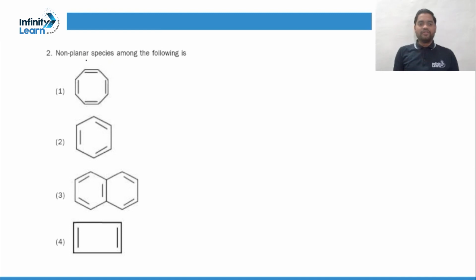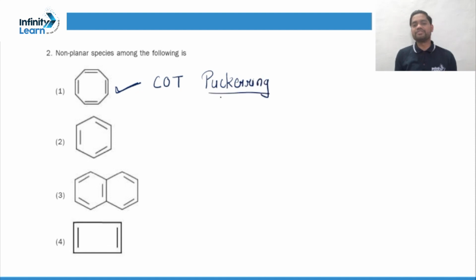Then the non-planar species among the following. If you remember it, it's fine. If not, please try to remember that this is called the cyclooctatetraene molecule and it is non-planar. Although it has 8 electrons, so basically it has to be anti-aromatic, but anti-aromatic compounds are highly unstable, so it undergoes puckering of the ring and gets a tub-shaped structure.